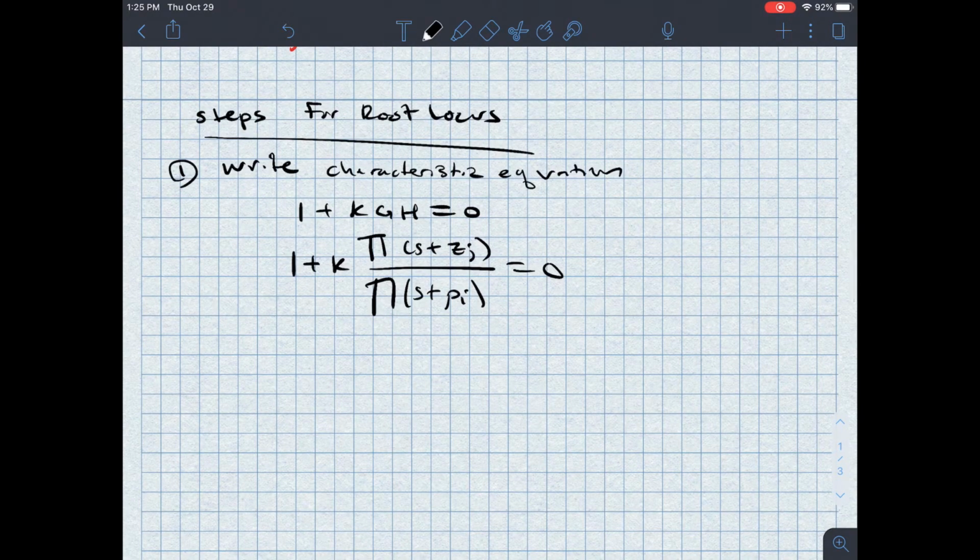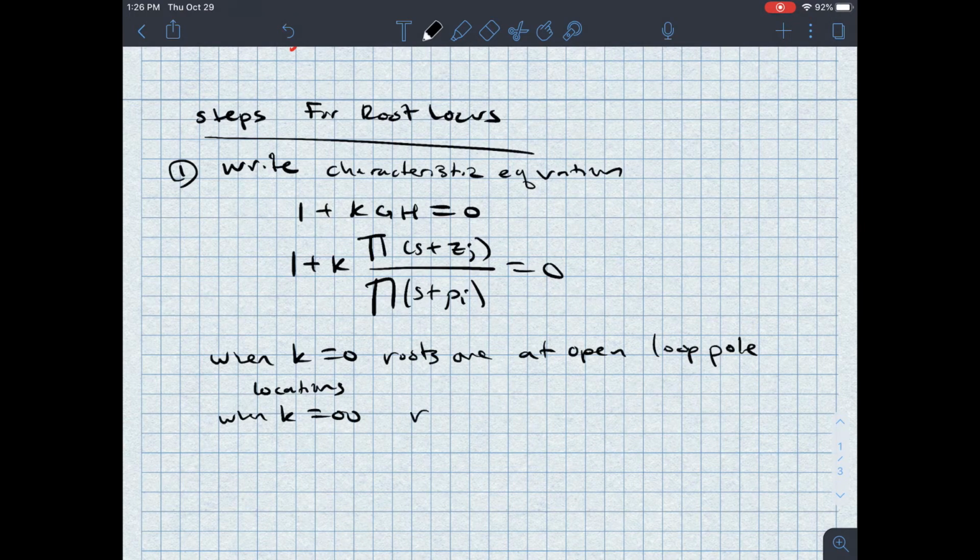And what we're in fact going to be doing is varying the value of K from 0 to infinity and solving for the roots. When K equals 0, the roots are at the open loop pole locations, as if there were no feedback. And when K equals infinity, the roots are at the open loop zero locations.